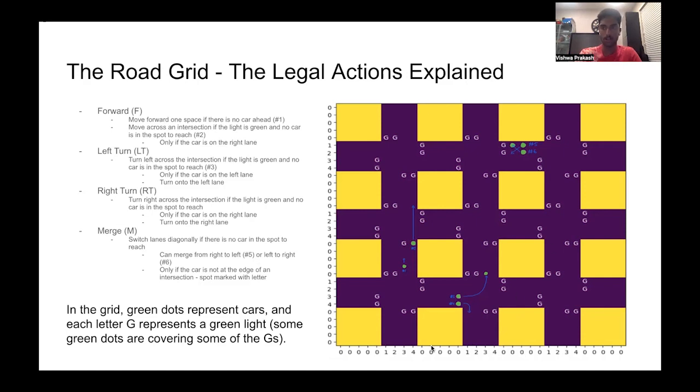And finally, an overarching rule is that all of these actions can only occur if there is no car at the spot the car has to reach. So in this case, car number 3, which is turning left, cannot make this turn because there is a car already sitting here. And car number 6 cannot make this merge right because there is a car in the position that it has to go.